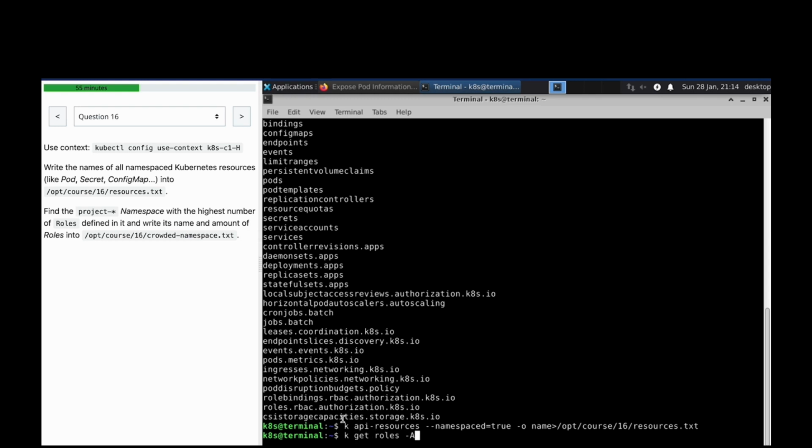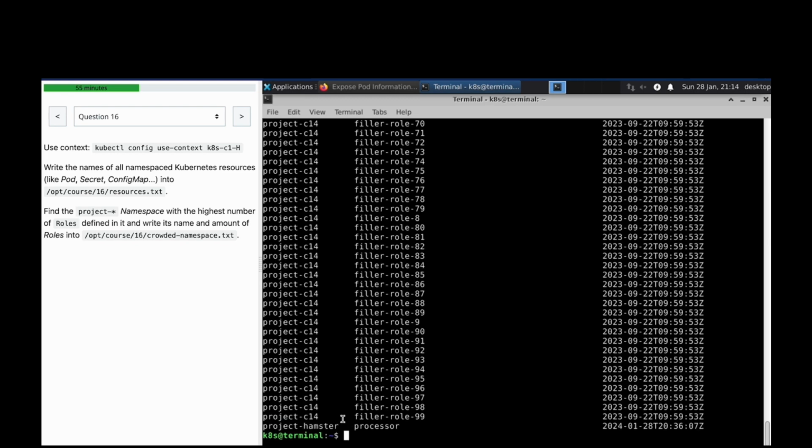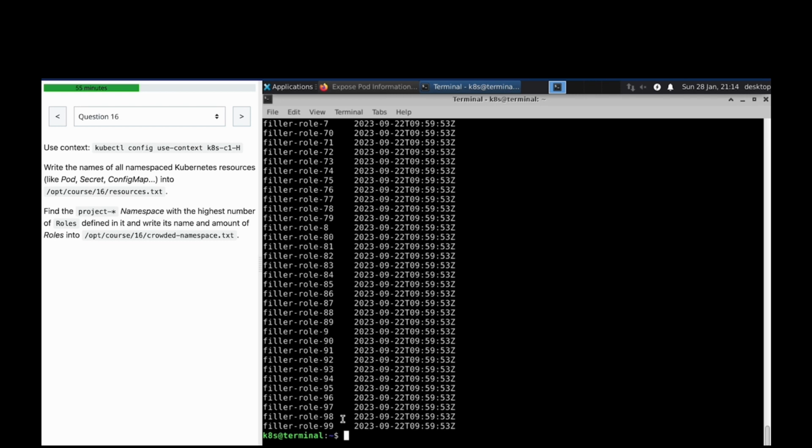kubectl get roles -A. Project C14 has the highest roles. Okay, kubectl get roles -n project-c14, and then wc -l? 301.